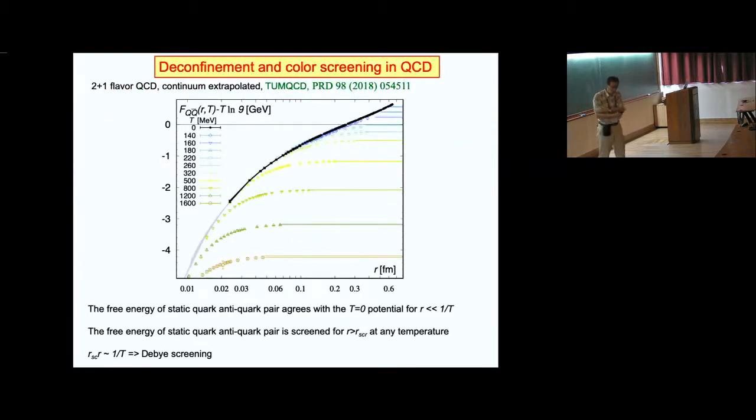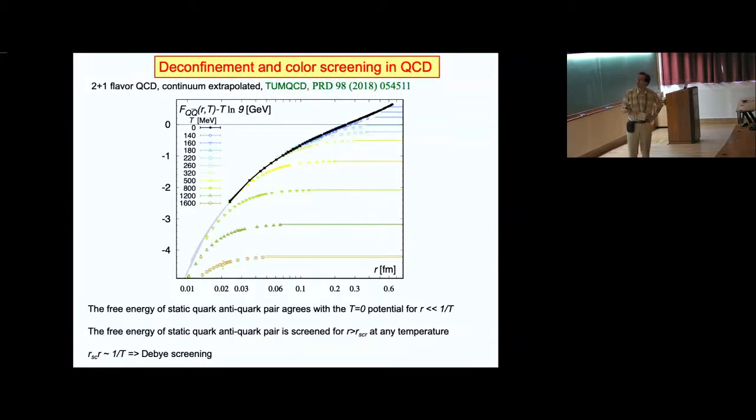Okay, so as I also discussed in the previous lecture, to study color screening, we consider the correlation function of Polyakov loops, which then gives the free energy of a static quark anti-quark pair. And we discussed its properties in pure gauge theory, namely that it shows a linear rise with increasing distance, which means that you have confinement below the deconfinement transition temperature, and then above the deconfinement temperature, the free energy is screened, and then we discuss the screening mass. So now the question is, how does the situation look in 2+1 flavor QCD?